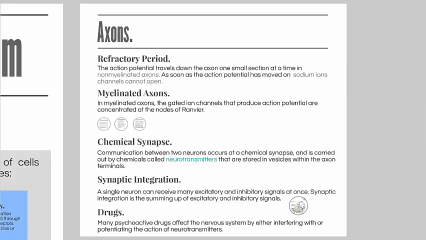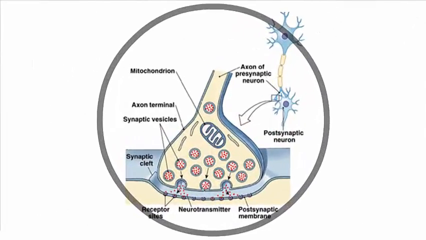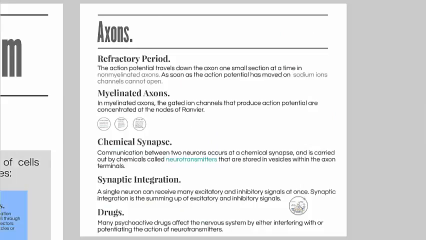Here we have a visual representation of a chemical synapse. First, we have the postsynaptic neuron, which then goes into an axon of the presynaptic neuron. Inside, there is a mitochondria, and then there are the axon terminals at the border of it, the synaptic vesicles, which are portrayed as little circles, the synaptic cleft, which is under it, and then the receptor sites, the neurotransmitter, and the postsynaptic membrane.